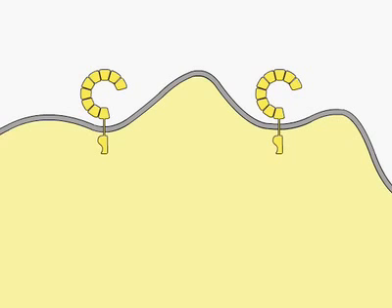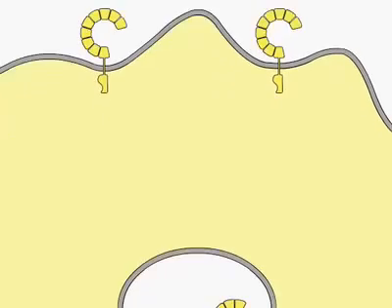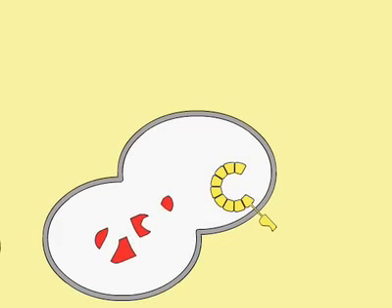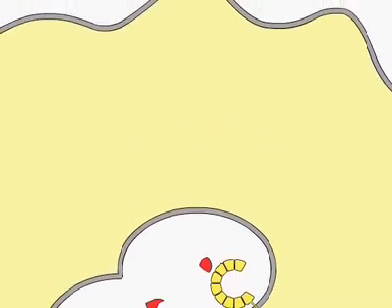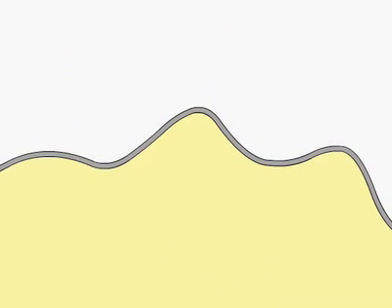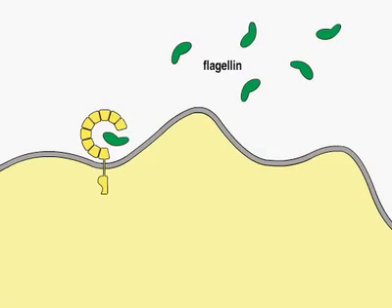TLRs are membrane-associated proteins. Some are located on the surface of the cell, while others are located on endocytic vesicles, where they survey the degraded contents of pathogens taken up by endocytosis. Each member of the TLR family recognizes different kinds of PAMPs. For example, TLR5 recognizes flagellin, which is a highly conserved constituent of the bacterial flagellum.